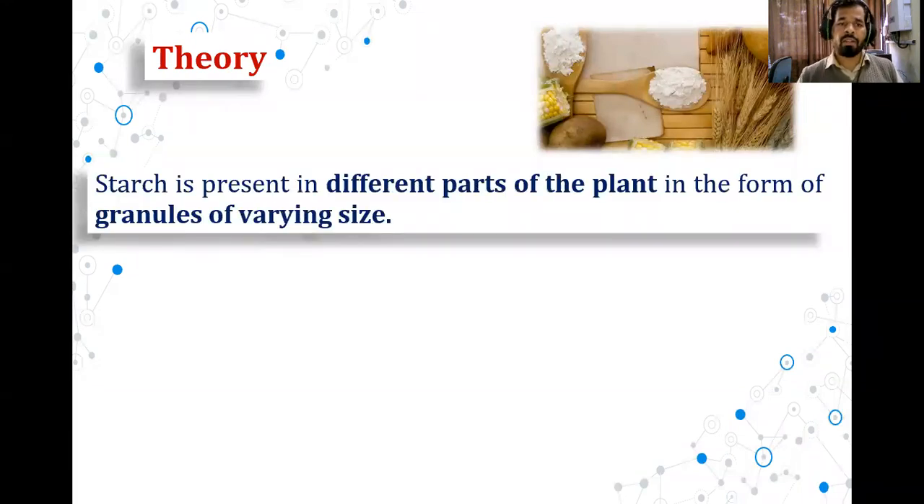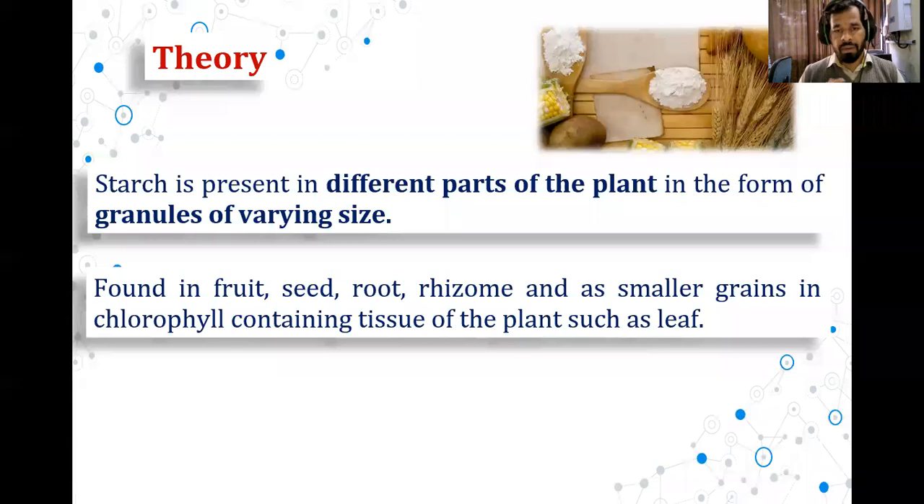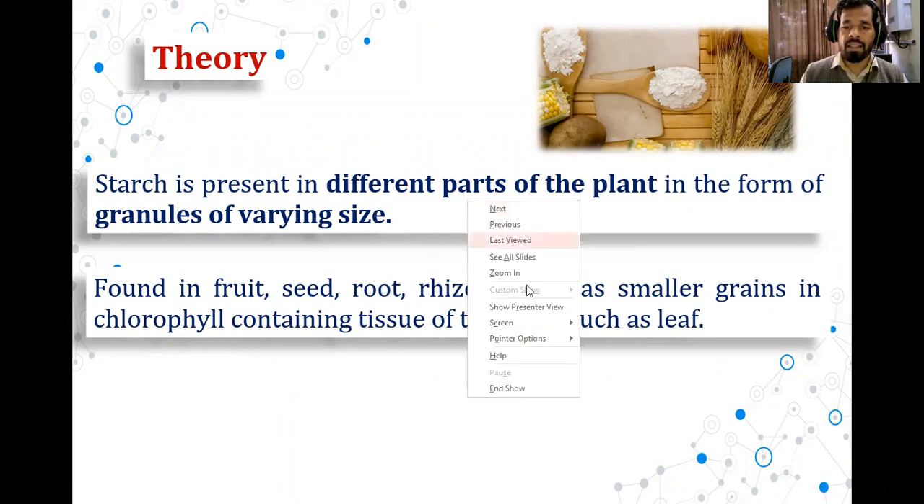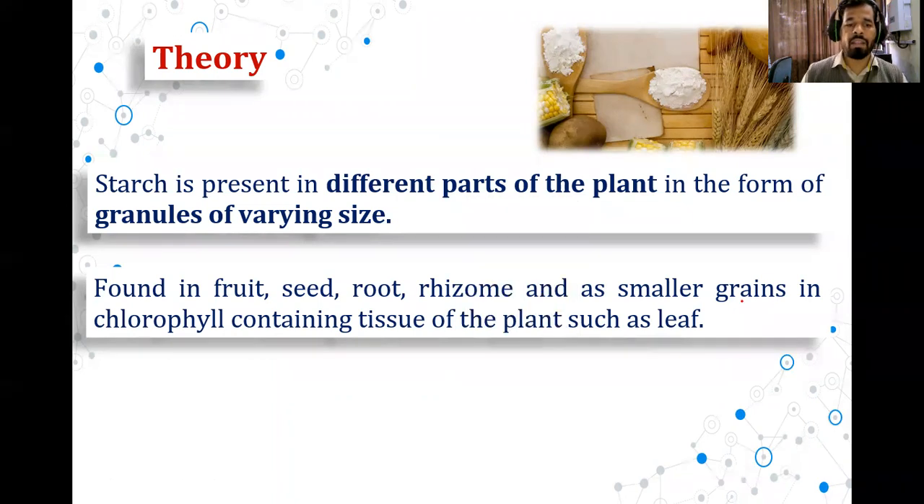Now let us start discussing the theoretical aspects of this experiment, which are very important. Starch is present in different parts of the plant in the form of granules of varying size. It is found in the fruit, the seed, root, rhizome, and as smaller grains in chlorophyll-containing tissues of the plant such as the leaf. So starch is found in almost all parts or organs of the plant.